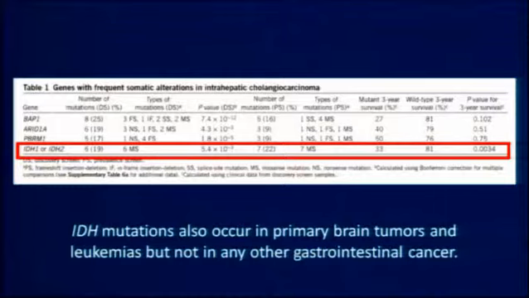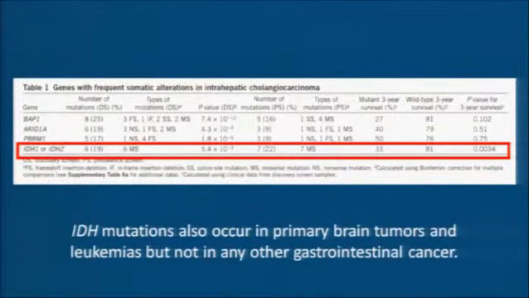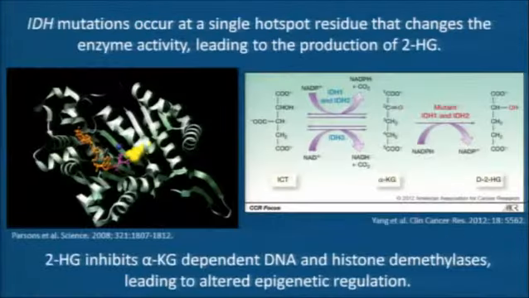Now, IDH mutations were originally found in glioblastomas. They've been described in other brain tumors and in some leukemias, but they had not been described in any other tumor in the GI tract other than intrahepatic cholangiocarcinoma. So cholangio is really different than pancreas. It's different than all the other GI cancers.